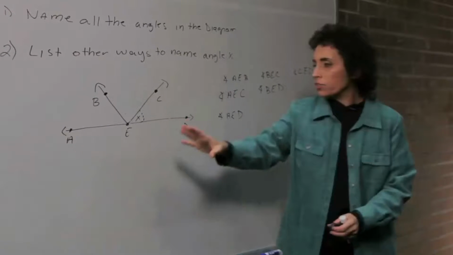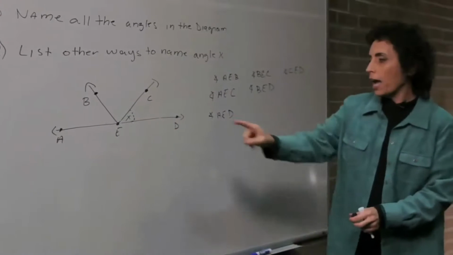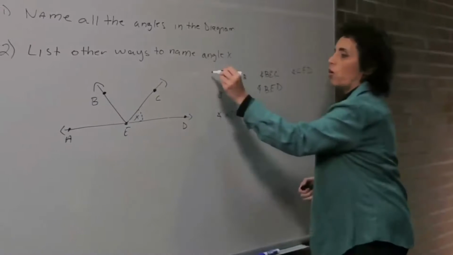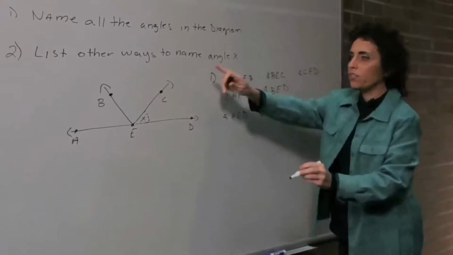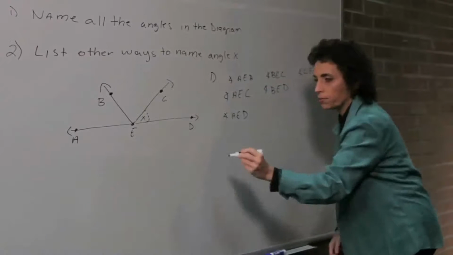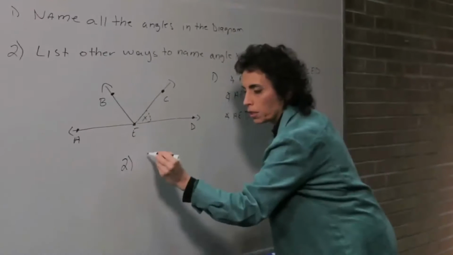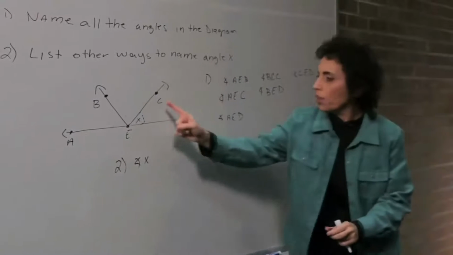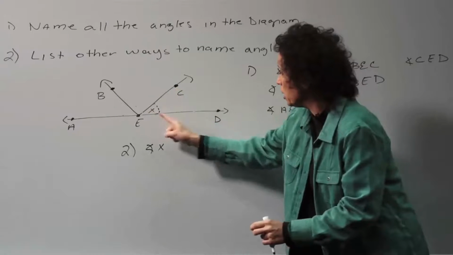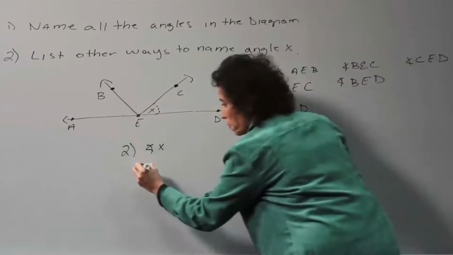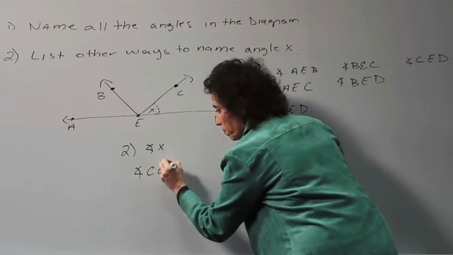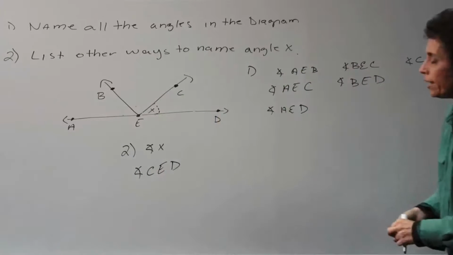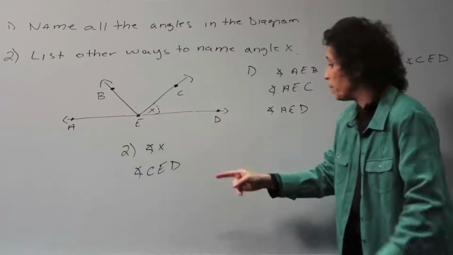Okay? Now let's take a look at angle X. So this is all the angles in the diagram. Now this is the other ways to name angle X. I'll put this right here. Angle X. Obviously that's one way. Another way is angle CED. Okay, and if we wanted to put a number in there, we could name it.